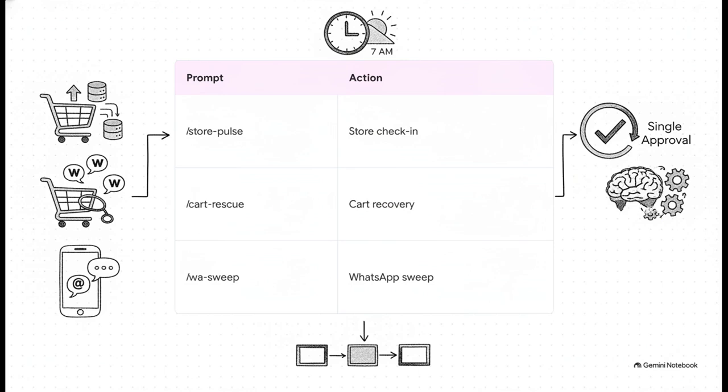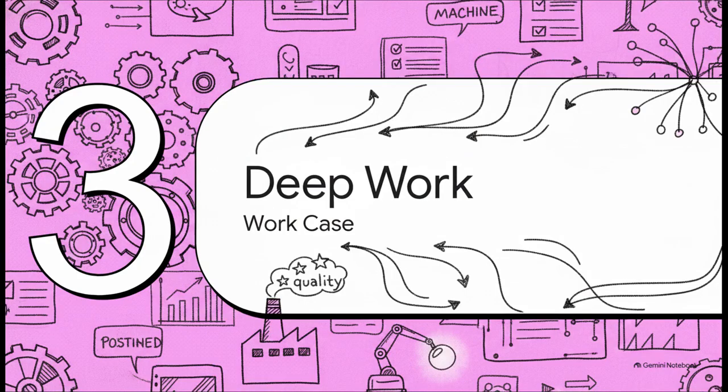You just link those 3 prompts together, review the batched output, give it one single approval, and boom, your morning operations are completely handled. Section 3, our next work case, deep work.